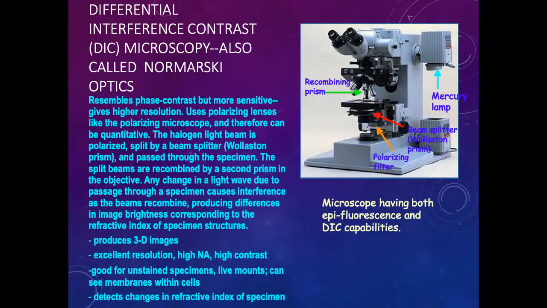The halogen light beam is also polarized and split by the beam splitter and passed to the specimen. Then the second prism is there to split these beams. Any change in the light wave due to passage through the specimen causes interference, and this can be read as the refractive index. So they actually provide 3D images. They are the first ones to provide 3D images. Very high numerical aperture, high contrast, excellent resolution, good for unstained specimens and live mounts, and you can see membranes within the cells. They detect changes in the refractive index of the specimen.